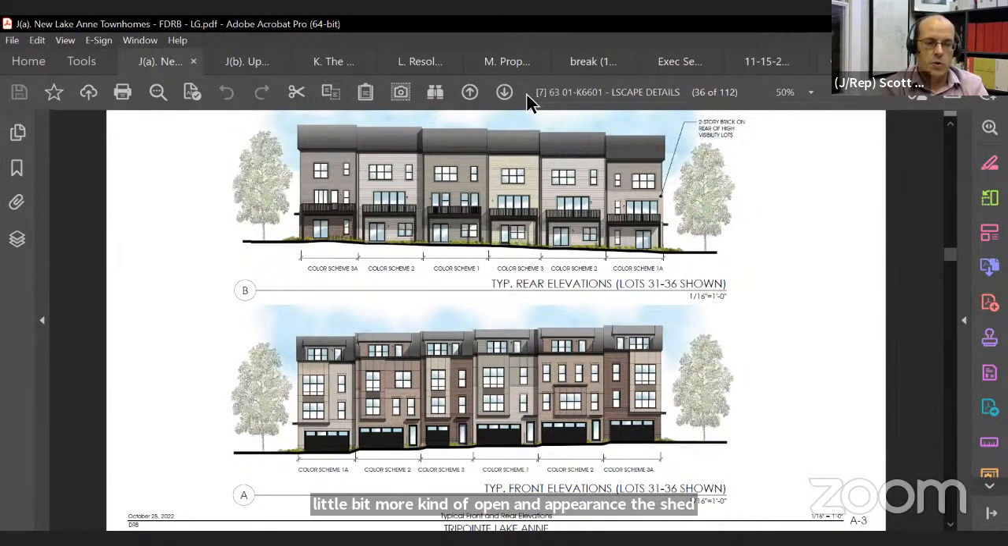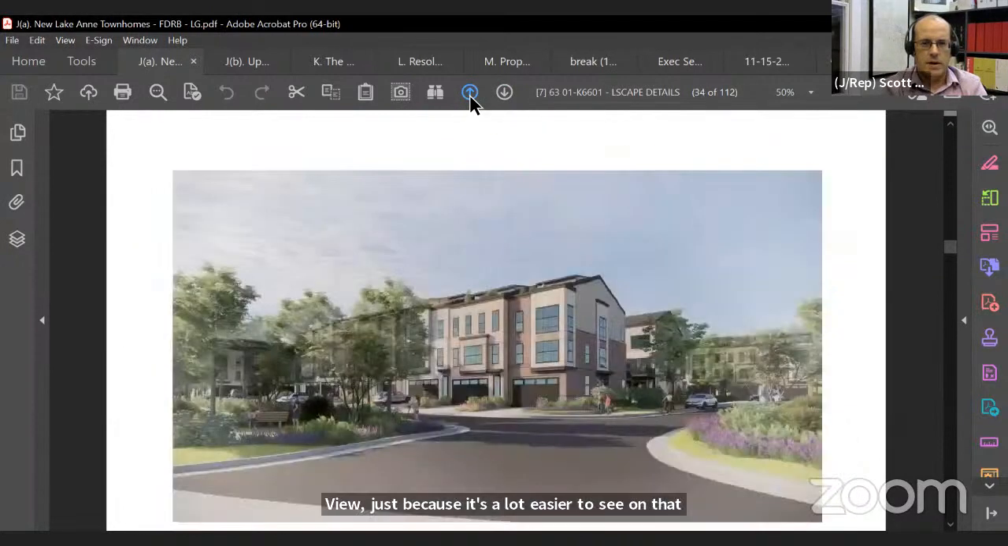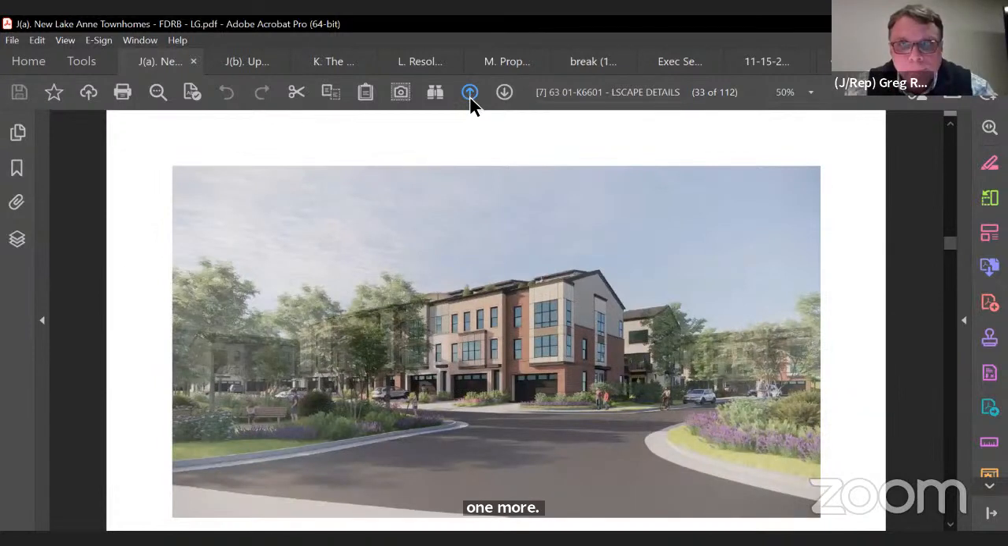The garage doors, we've made all the same color and given them a rich dark color to strengthen the base. And if you go to, can you flip back to the 3D view, just because it's a lot easier to see on that one. One more. There's 2 of the same ones. This one's a sharper one. We submitted it slightly later.